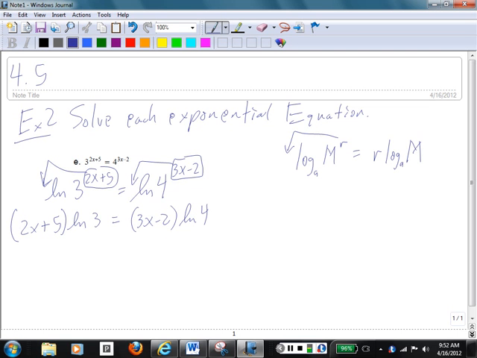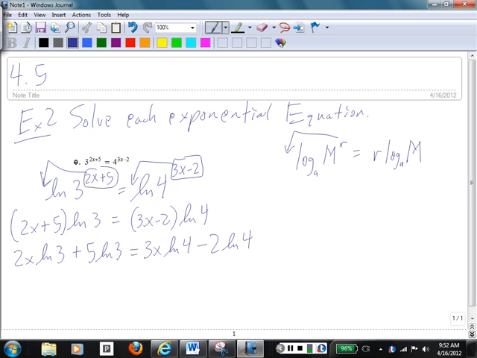Let's clear the parentheses so we can try to get the x terms together. Multiply the 2x by the natural log of 3, and then put the plus symbol. Multiply the 5 by the natural log of 3. Same thing on the right-hand side. The 3x gets multiplied by the natural log of 4. And minus 2 times the natural log of 4.